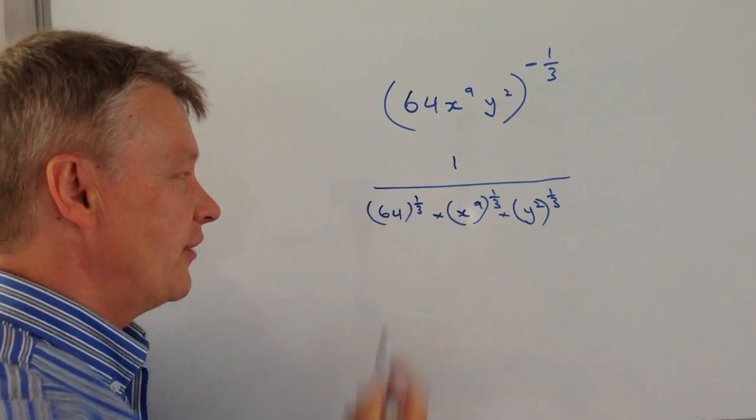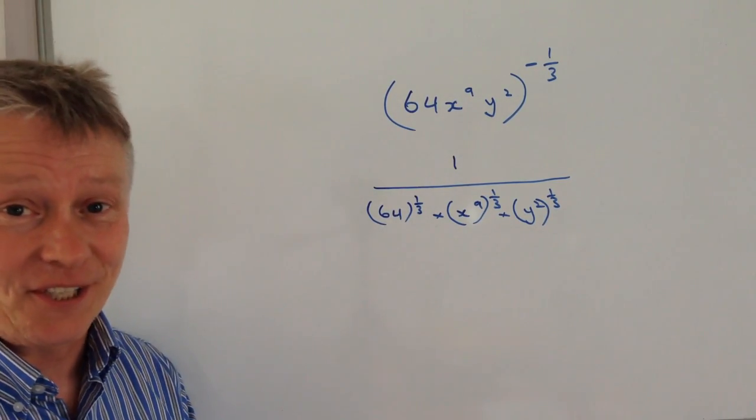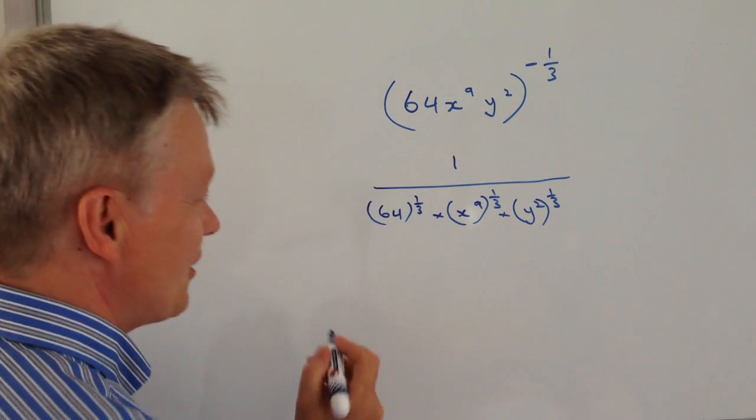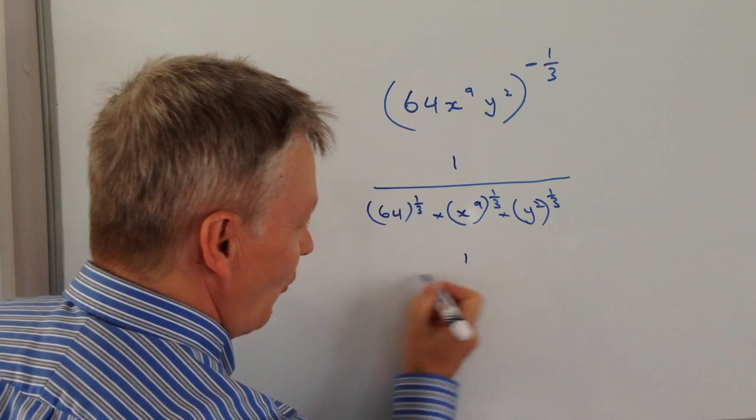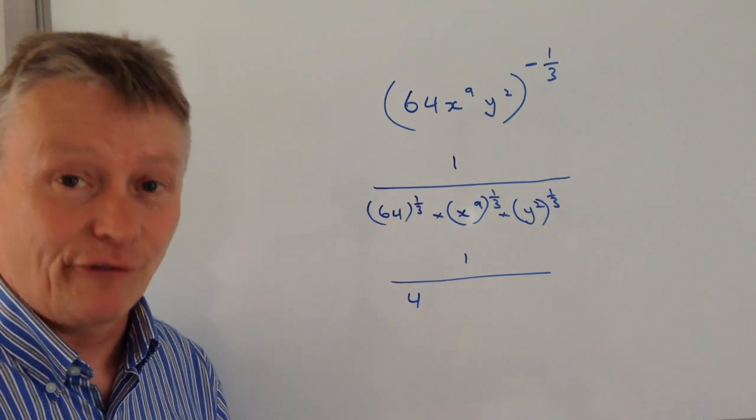So the first thing is 64 to a third. Well, that means the cube root of 64. Okay, so the cube root of 64 is 4. So that first term becomes 4.